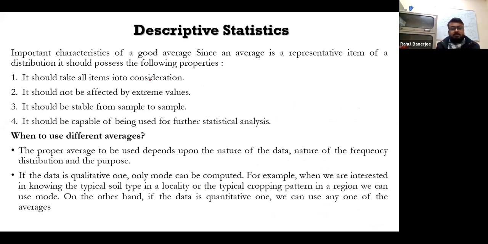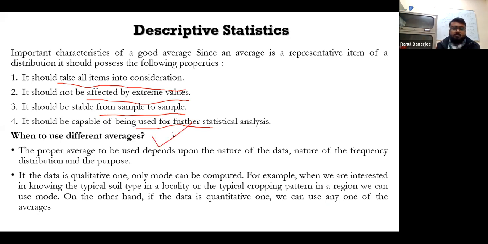Now, okay, so these are some of the properties of an arithmetic mean, a good measure of central tendency: it has to take all items into consideration. It should not be affected by extreme values. It should not vary from sample to sample, and it should be capable of further statistical analysis. Now, this thing is very important.